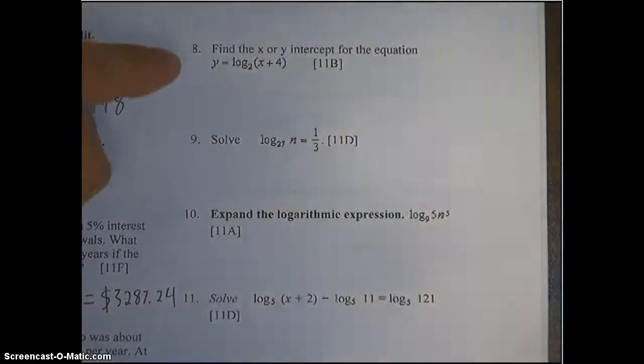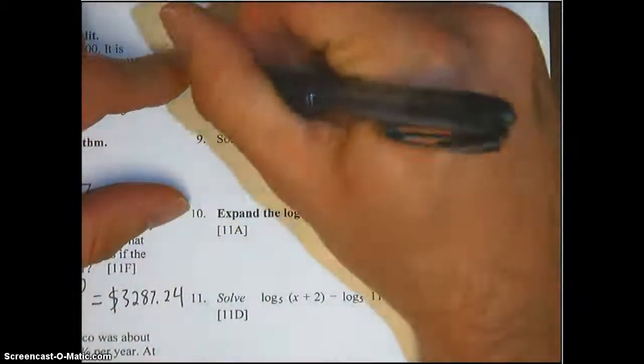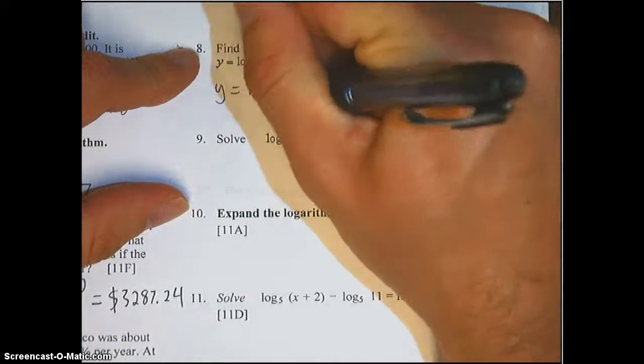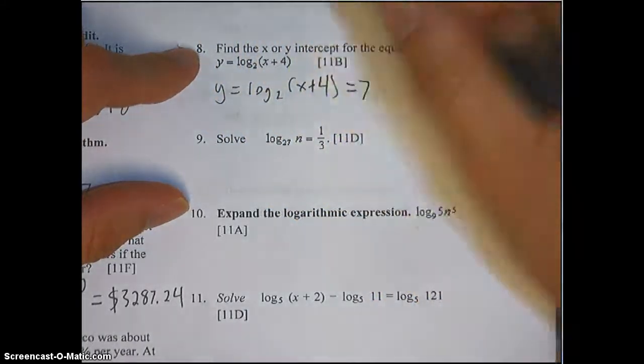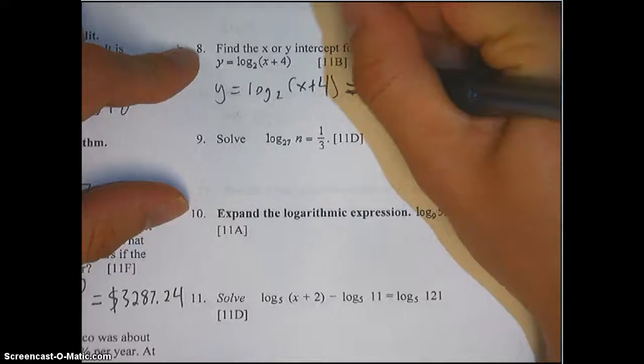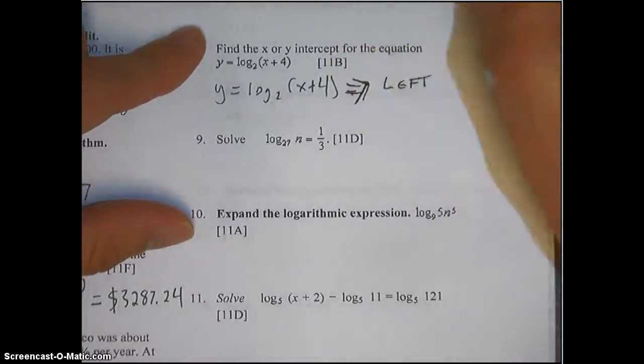I'm sorry. All right, so let's talk about number 8 here. Find the x or y-intercept for the equation y equals log base 2 of x plus 4. The transformation here is that plus 4. That's going to shift it to the left 4.